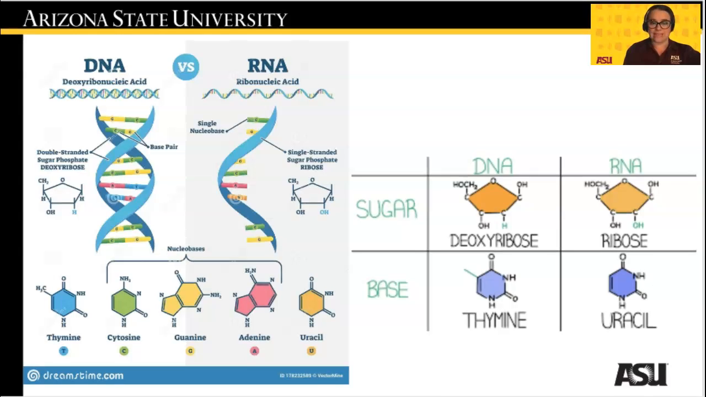Both nucleic acids contain 3 of the 5 nitrogenous bases, adenine, cytosine, and guanine. However, DNA contains a 4th base called thymine, whereas RNA's 4th base is called uracil.